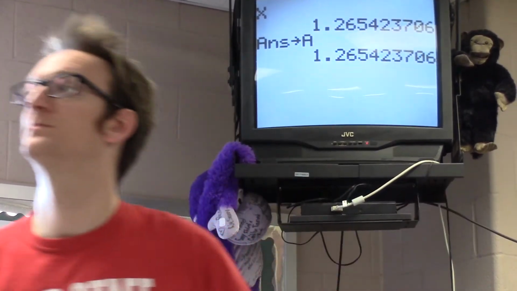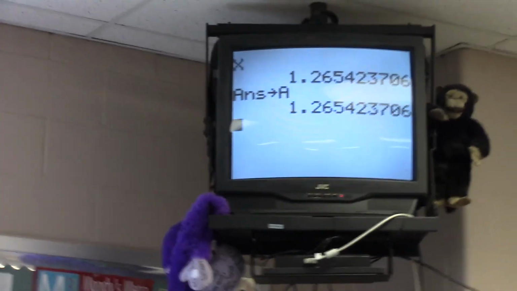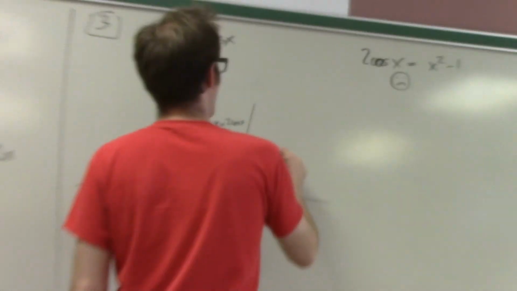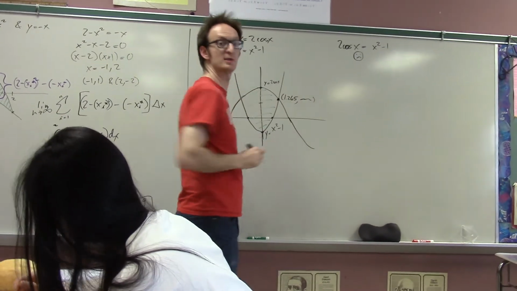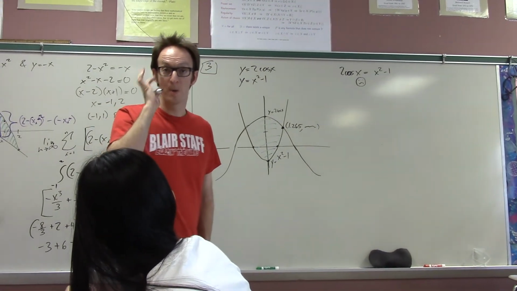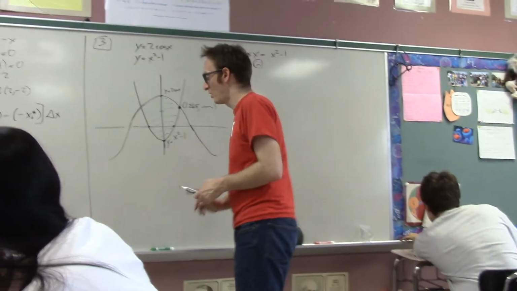Wait, so what's the command to get the intersect? I'm going to write 1.265, but really I'm going to use the stored value in the calculator.